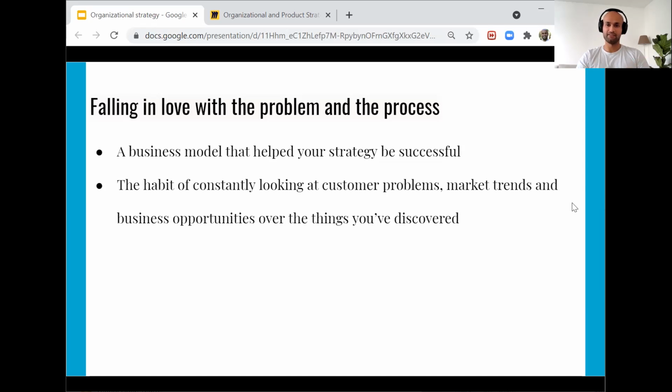Right? Because once you spread this discovery, once you spread the lessons that you've learned, it loses value eventually. And you need to discover new things, and you need to find out new things about the market, about your product, about your organization, and about your customers.